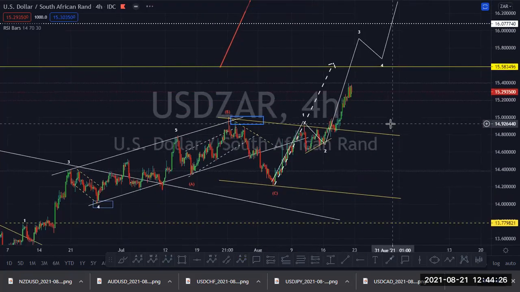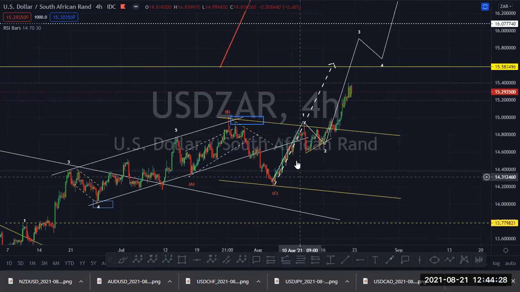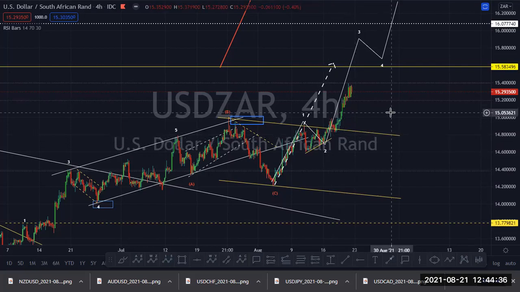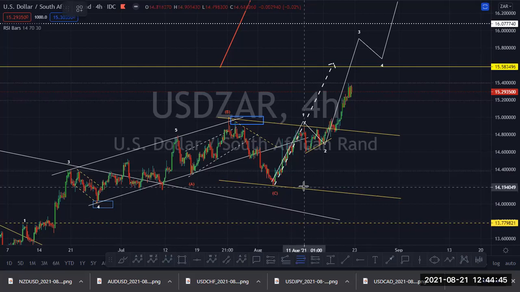But one thing is sure, this wave 2 is too shallow. Of course, when a strong move is ongoing, corrections are always shallow. So make no mistake about that. Okay, let me plot Fibo. Let me just waste some little time here.